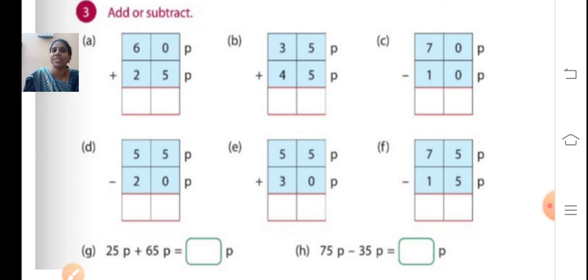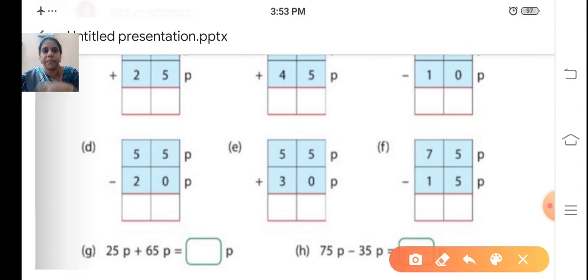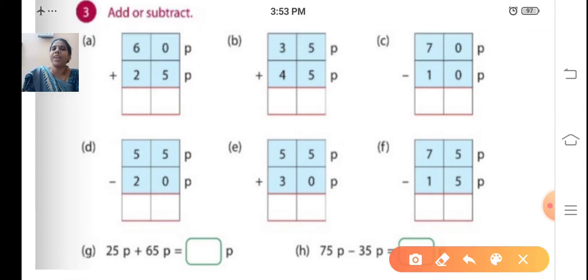How to do the addition and subtraction of paise? First, write one below the other. I think it is already given. Then you're going to add or subtract. First, we'll do the sums now. First one, we are going to add 60 paise plus 25 paise.